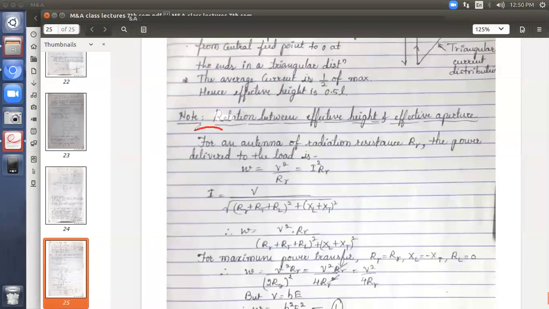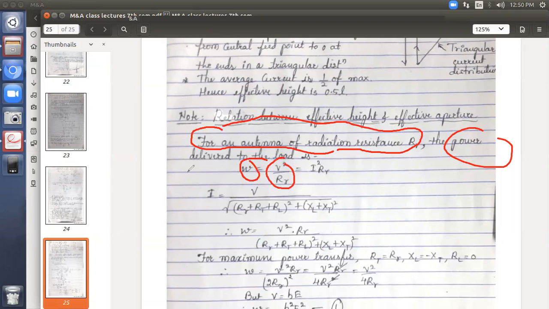Okay. For an antenna with the radiation resistance Rr, the power delivered is given by W equals V square by Rr. This you know, P equals VI or V square by R or I square by R. Now if you take I square into R, this we have already seen in the aperture calculation. We had taken one equivalent circuit, Rr, Rt and RL, the real part, and the reactance part, XL and XT. This we had got as the magnitude of the current.